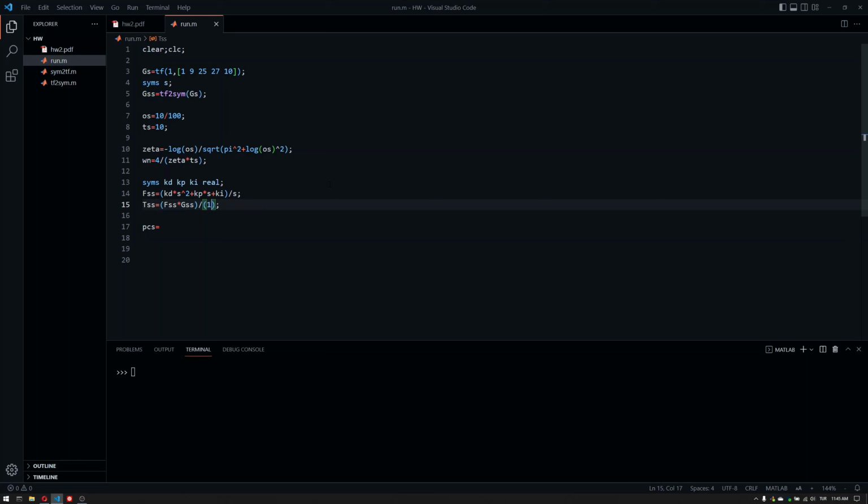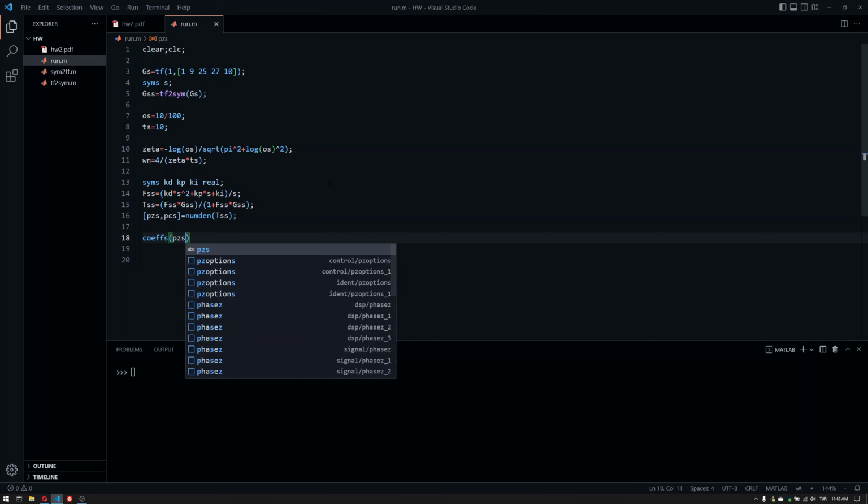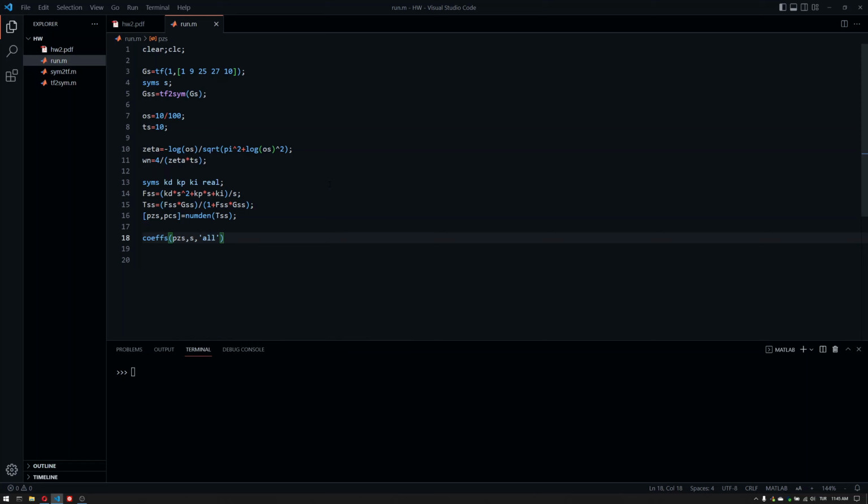Fs times Cs over 1 plus Fs times Cs. If we decompose it into the numerator and denominator, so let's take PCS, and also PCS in order to see what's really happening here.